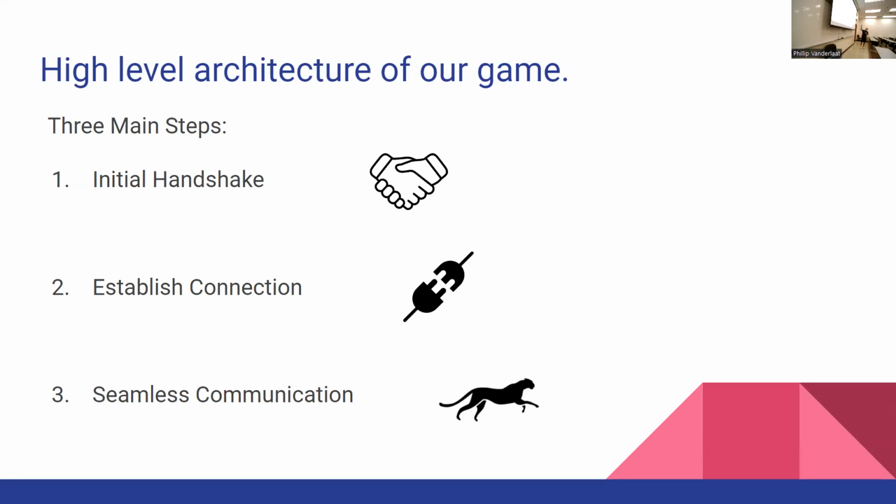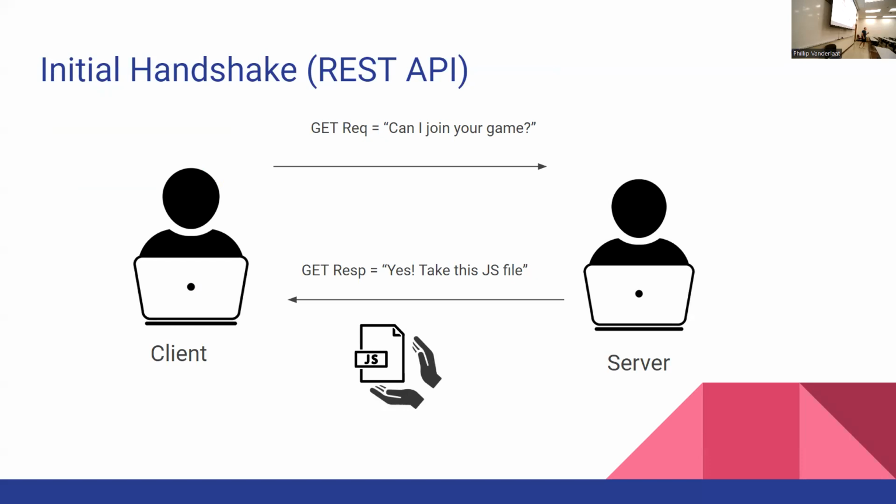And here's the high level architecture of our game. There's basically three steps. The initial handshake, then you establish the connection, and then you just do the rest of the game through seamless communication. The initial handshake is what we use a REST API for, because when you're joining a game, you need a way to ask the server for the information that you need to join the game. So we use a GET request, can I join your game? And then a GET response, yes, and then you are given a JavaScript file and an HTML file so you can actually run the game.